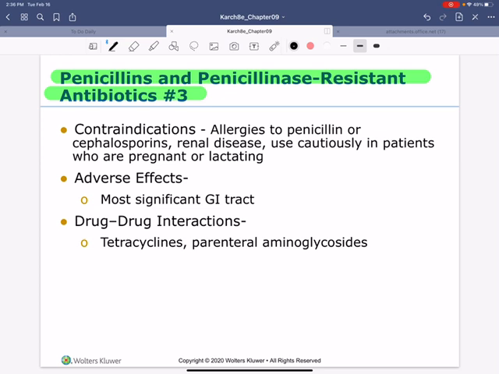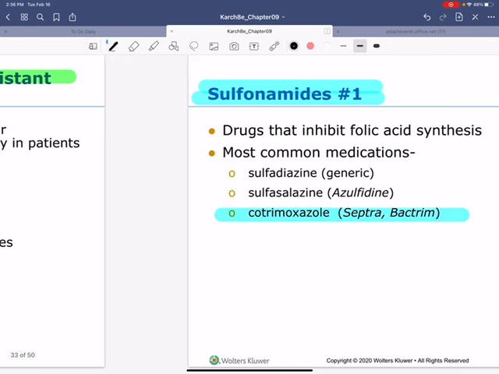Okay, so GI issues, of course, but we wouldn't stop the drug. Again, with most of these antibiotics, even if you have nausea or diarrhea, we're not going to stop the drug. We're going to say, keep taking it until it's finished.